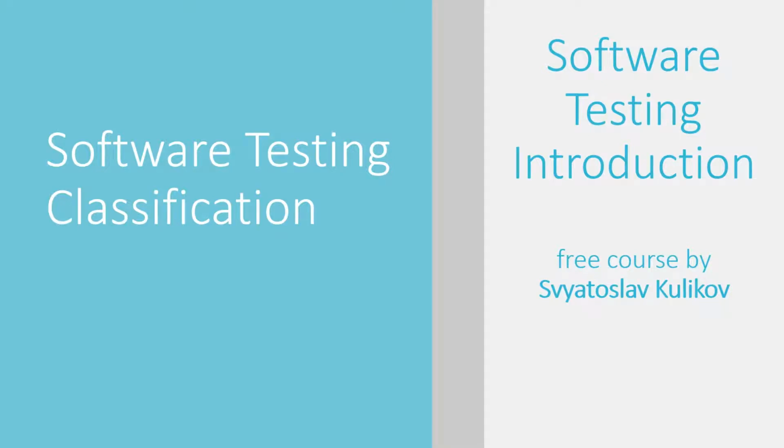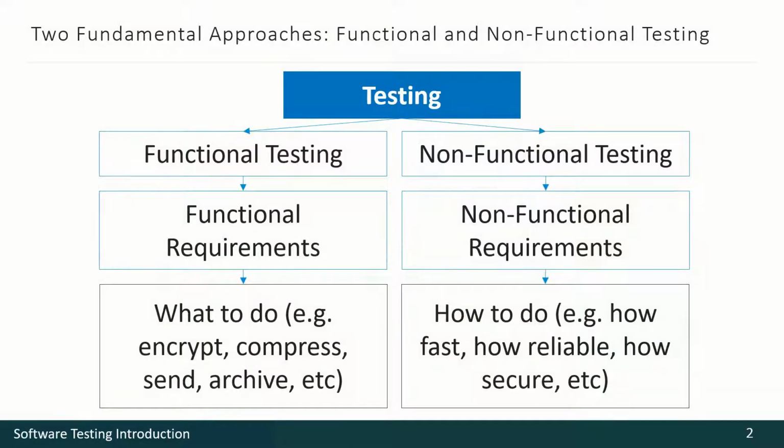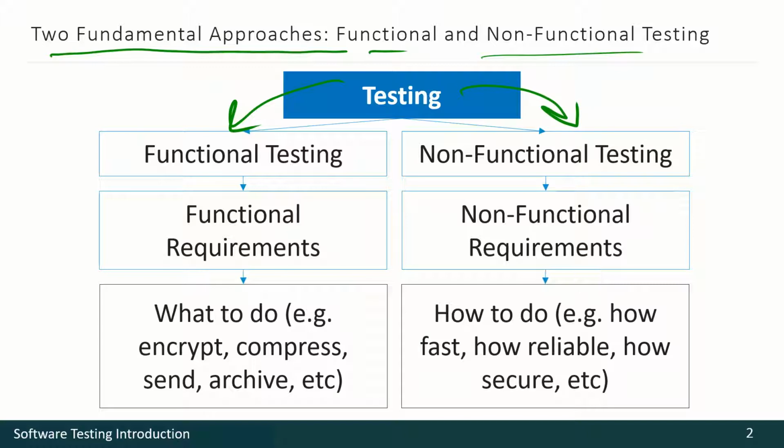In this video, we shall talk about what kinds of testing really exist. It is important because all those nice activities like planning, criteria establishment and so on are impossible without knowing how can we test. We shall start with two fundamental approaches, with functional and non-functional testing. As we can see, the whole testing may be divided into these two streams.